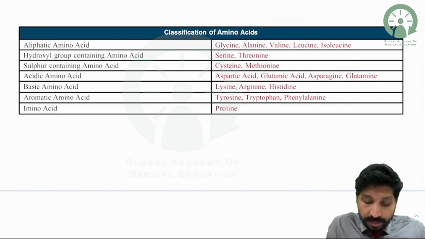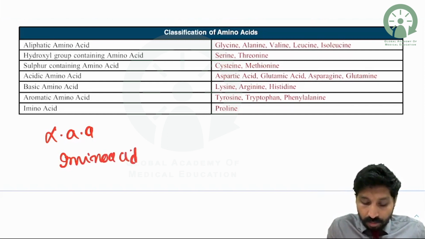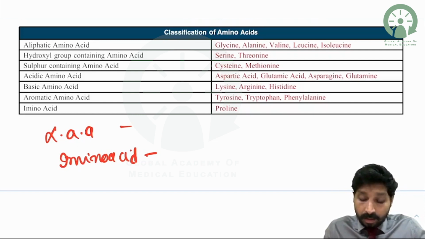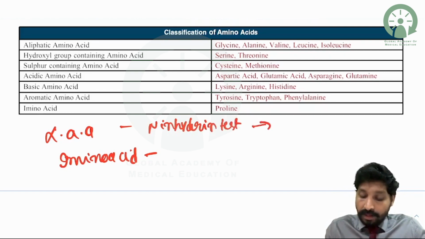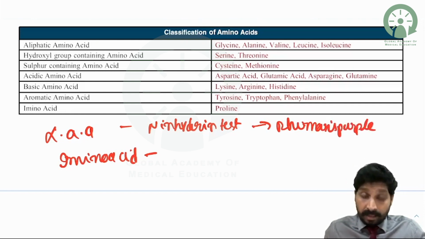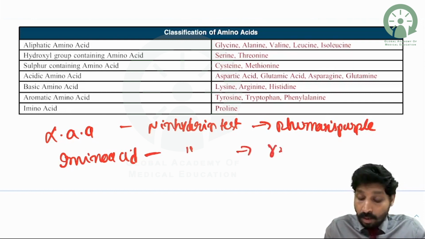Alpha amino acids and imino acid. So this is also important. Alpha amino acids, when treated with the ninhydrin test, will give Ruhemann's purple. That indicates the presence of alpha amino acids. Imino acids, when treated with the ninhydrin test, will give yellow color.